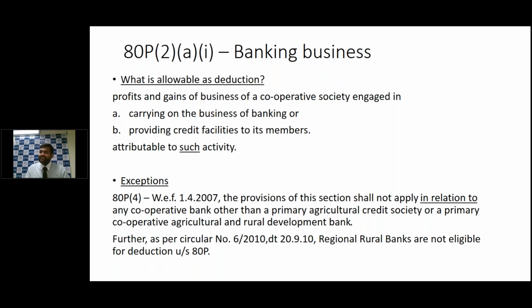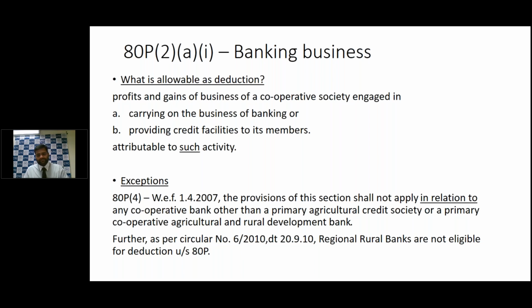The regional rural banks were earlier allowed deduction under section 80P2A1, on the ground that they are deemed to be cooperative banks. Once section 80P4 has been brought into statute, which specifically excludes the application of section 80P to cooperative banks, regional rural banks are again not eligible to claim deduction under section 80P, and this has been clarified by CBDT in circular number 6 of 2010.